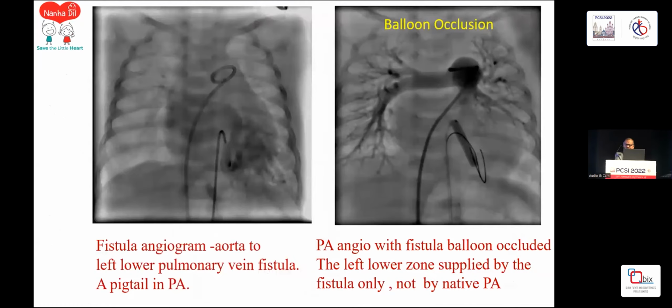This is another example, a still image from an aorta to left pulmonary vein fistula. After balloon occlusion, the pulmonary artery injection showed there was no flow in the left lower region, so the left lower region was predominantly supplied by the fistula.